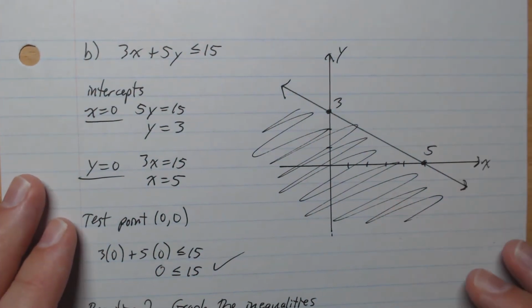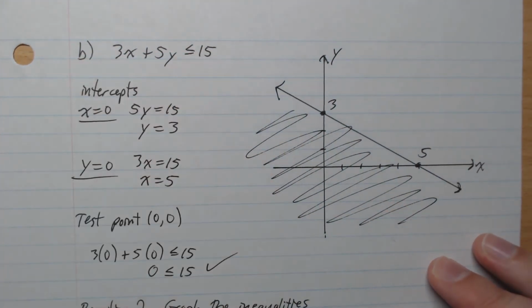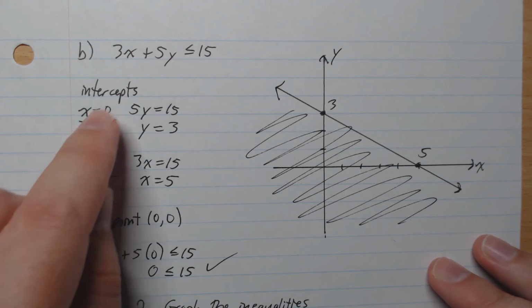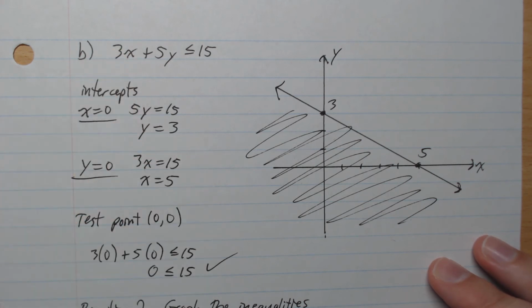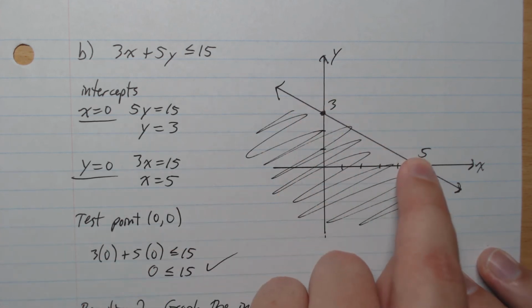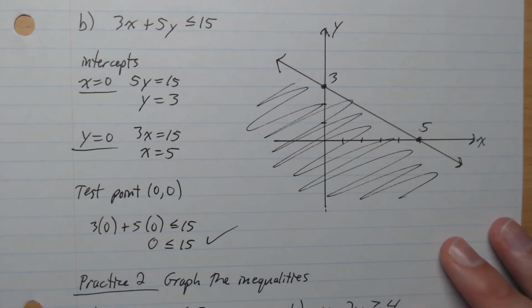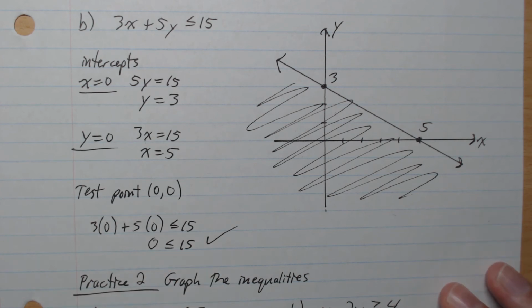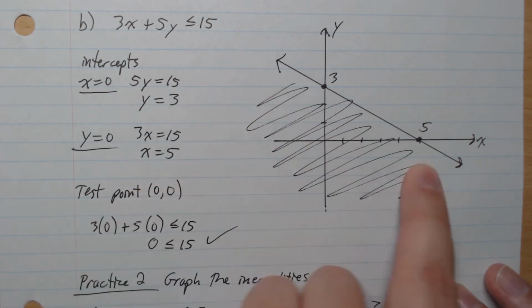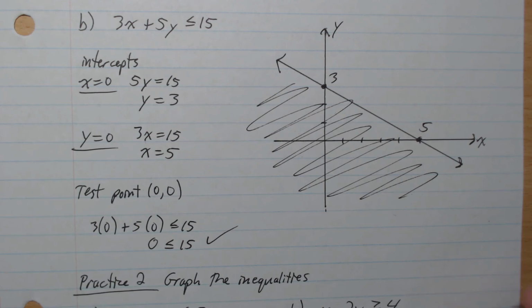Okay, B. Here's our inequality. We're going to do intercepts. So x equals 0, we get y equals 3. Y equals 0, we get x equals 5. So we have our 2 points like that. We're going to do a test point of 0, 0. So we plug in 0, 0 into here. We get 0 less than or equal to 15, which is true. Therefore, where the test point is, this is the solution region.